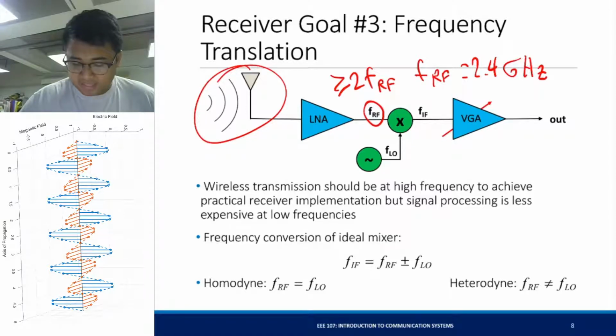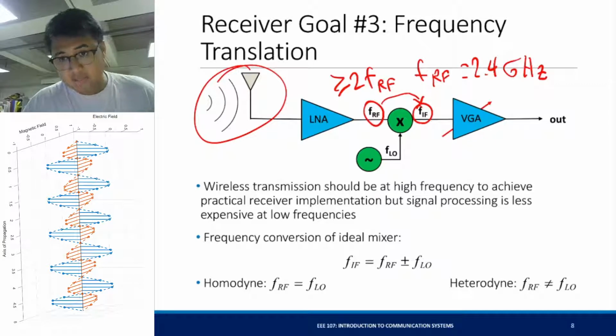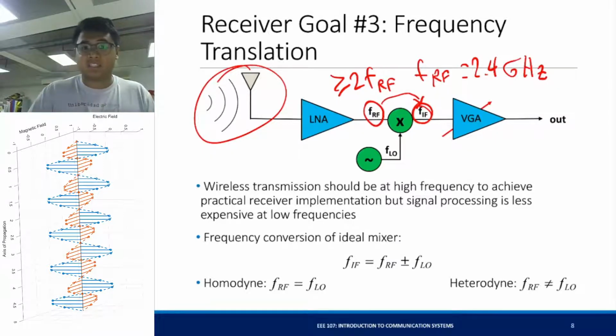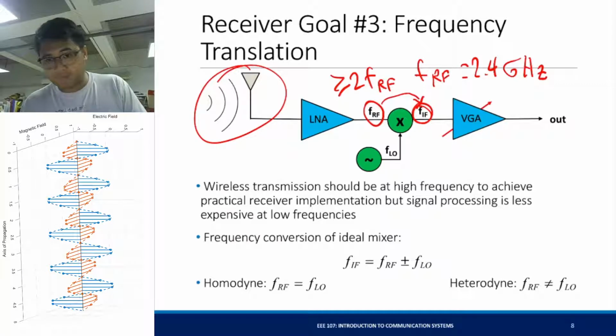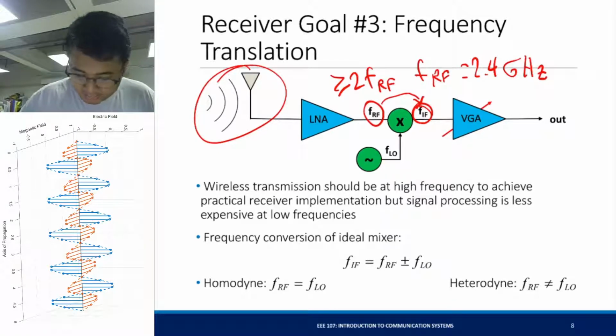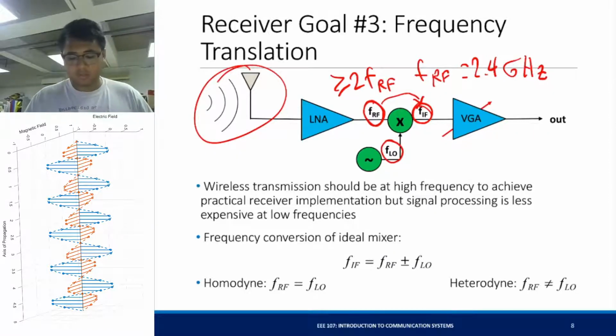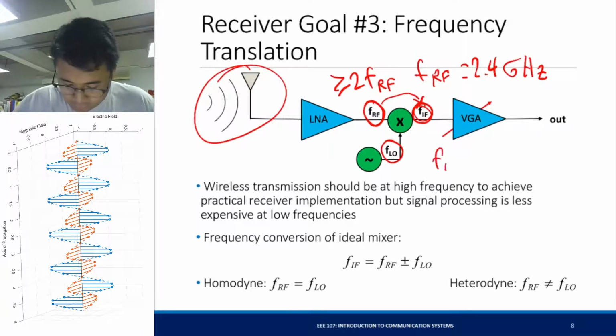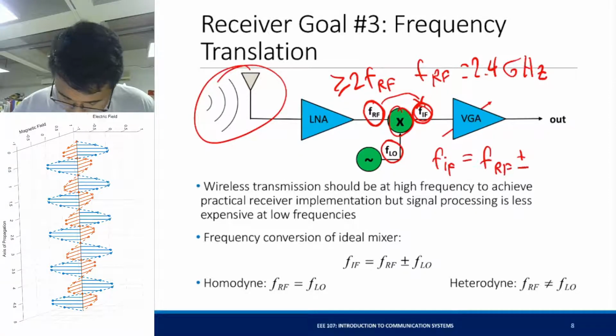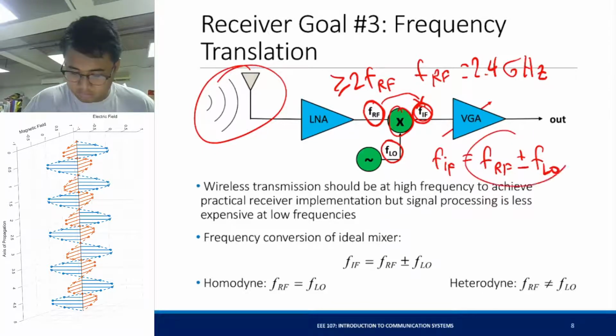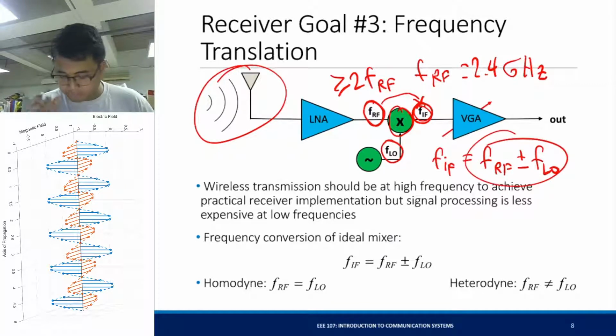So we need to translate this frequency to what we call an intermediate frequency. In this frequency, we're able to sample the signal and easily process it. Ideally, you will mix this signal with a local oscillator, and then this IF signal, depending on the type of conversion you want, the output will be this equation right here.